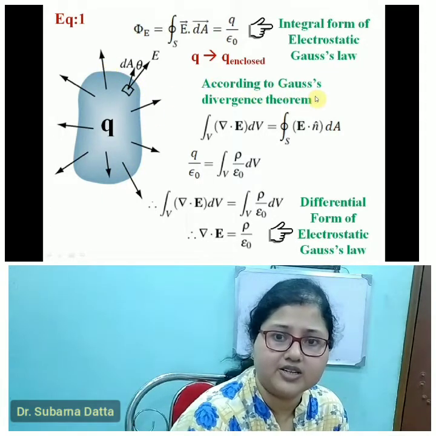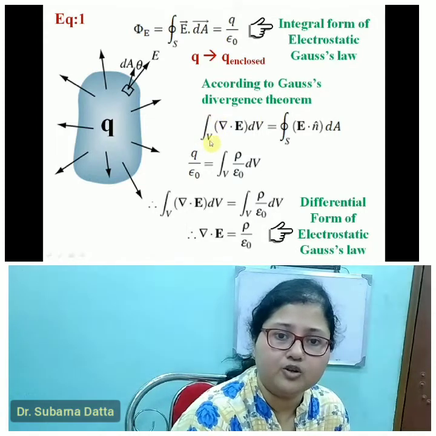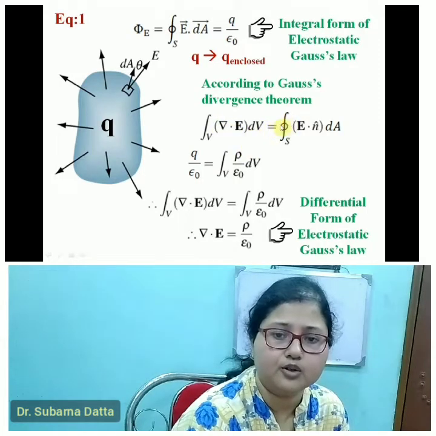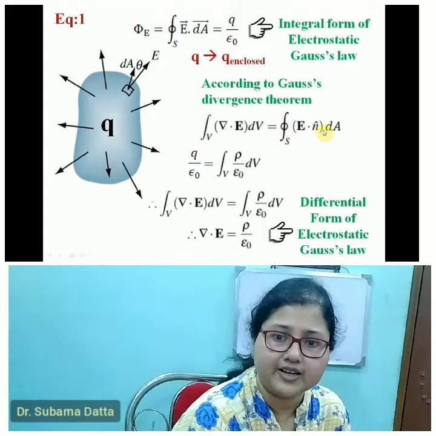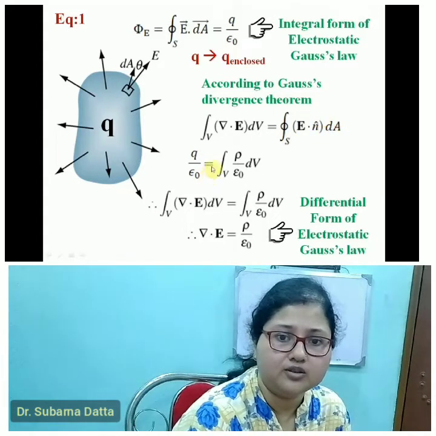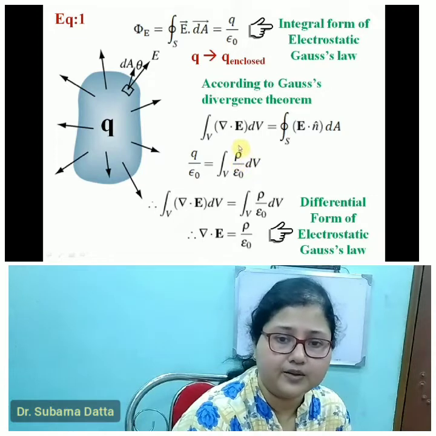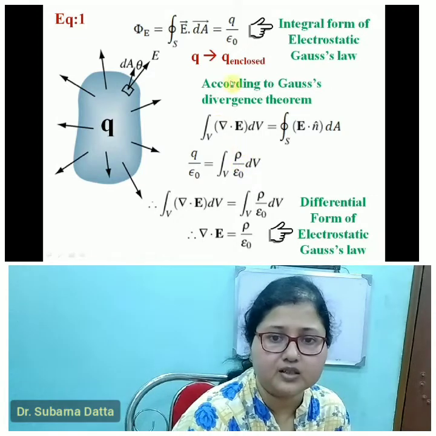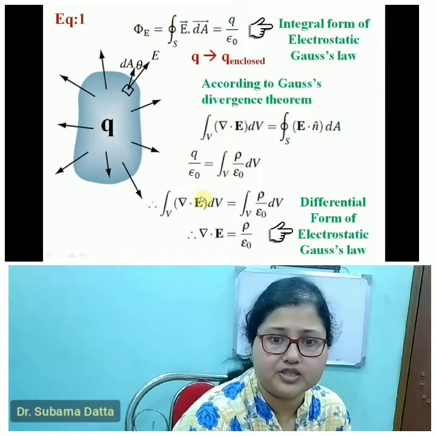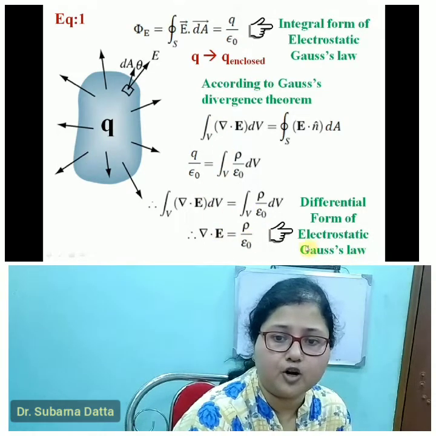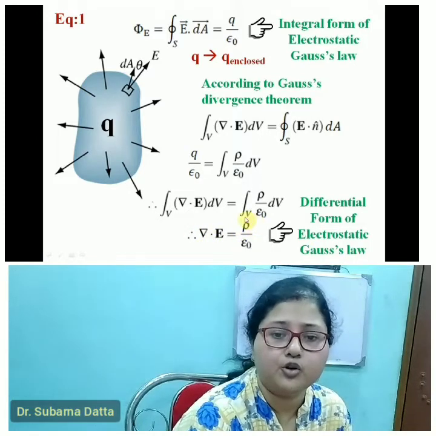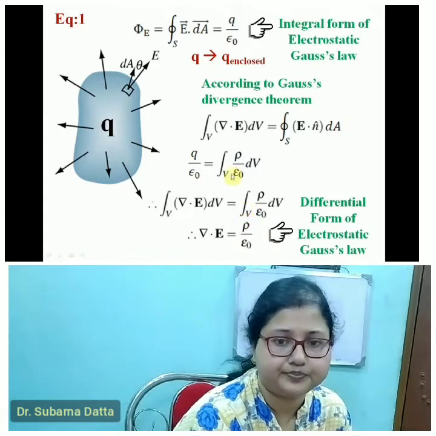According to Gauss's divergence theorem, the volume integral of the divergence of the electric field is equal to the closed surface integral of E dot n cap dA, and we know that Q by epsilon naught, the charge distribution by epsilon naught, is equal to the integral of rho by epsilon naught dV. Rho is the volume charge distribution. Combining these two equations, we get the differential form of the electrostatic Gauss's law: the divergence of the electric field is equal to rho by epsilon naught. Rho is the volume charge density.